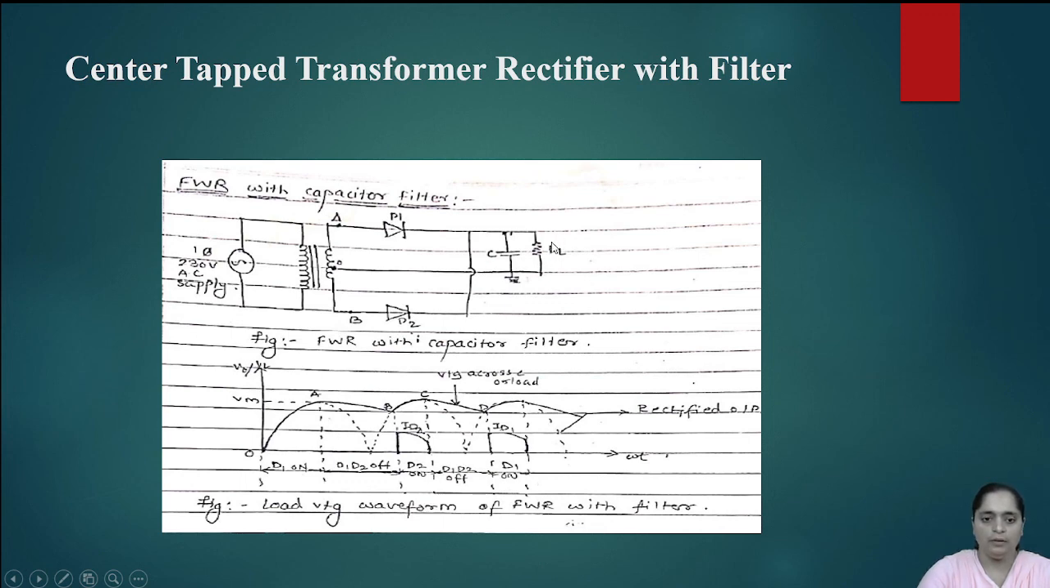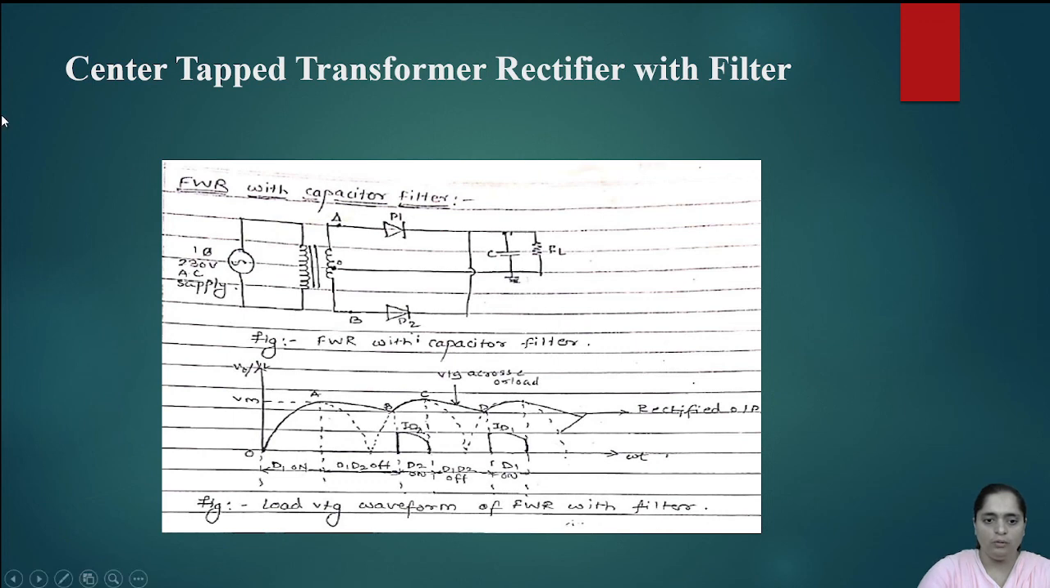We will see the load voltage waveform of the full wave rectifier with the filter. With the help of this capacitor, we are able to reduce the ripple content from the output of the rectifier. If the ripple content gets removed, then we will get a pure DC supply. That is nothing but filtration taking place. So here we will see how this waveform gets drawn.